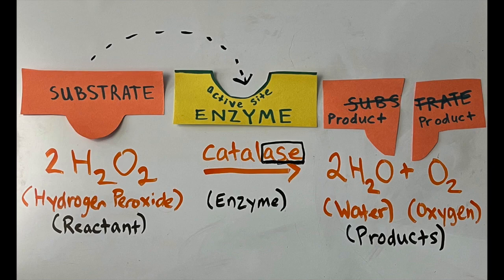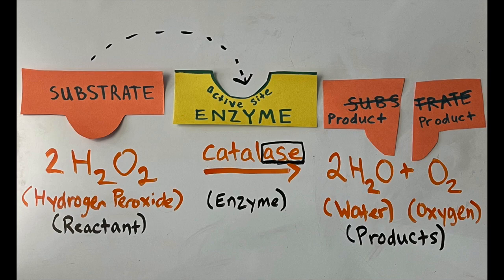Now let's put this into the context of a real chemical reaction. Let's pretend our substrate or reactant is hydrogen peroxide. There is an enzyme known to break down hydrogen peroxide, and it's called catalase. So your body happens to make hydrogen peroxide as a byproduct of some chemical reactions, but then your body needs to actually break that down. You don't want a buildup of hydrogen peroxide.